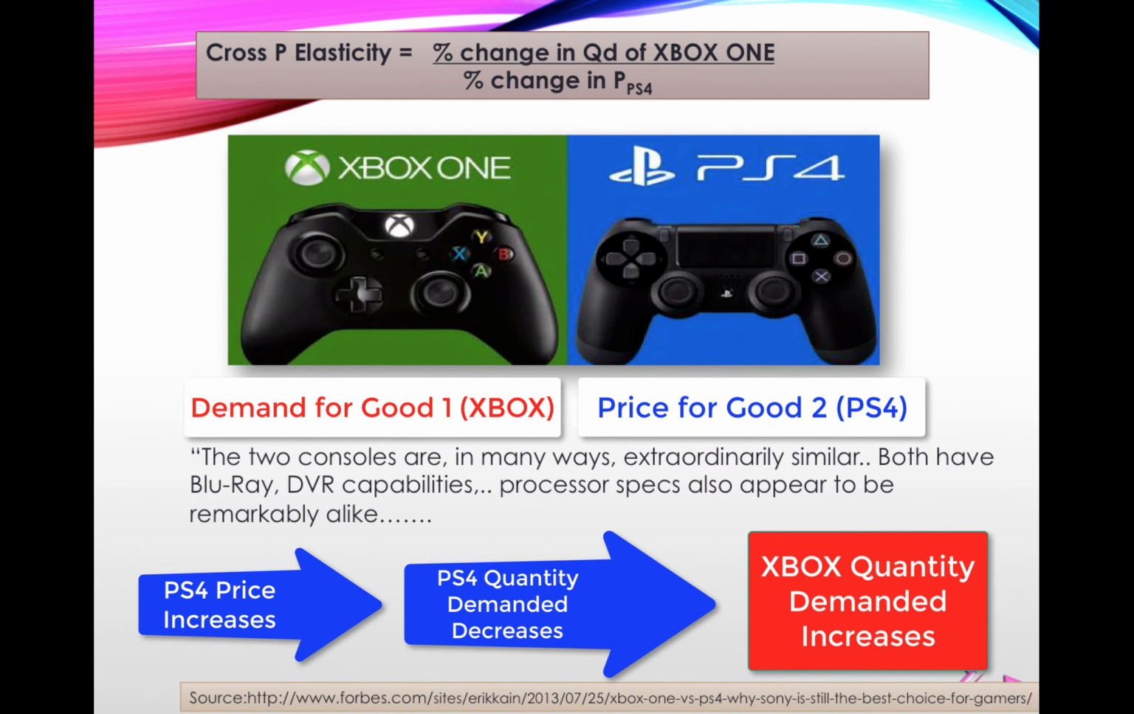So let me just consider the sign. If the price of PS4 is increasing, what's happening to the demand for Xbox One? As we discussed, that increases as well. So when the denominator is going up, the numerator is going up as well. And hence, the cross-price elasticity would be positive.